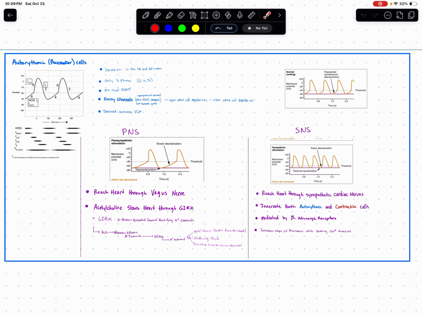But I have a little note here, so you can see how this is never really truly at a resting membrane potential. As you can see in this picture, this is the normal. So that's what I was trying to get at.